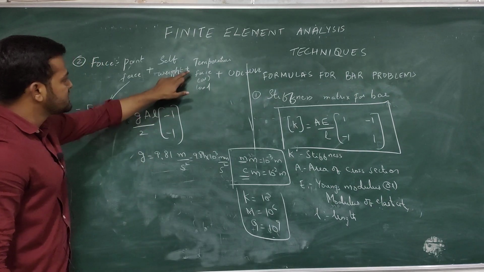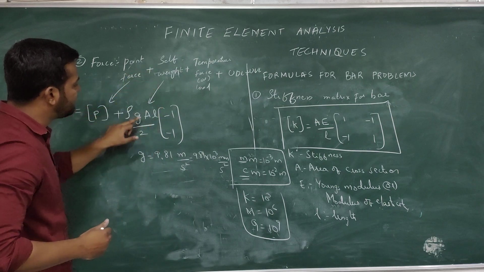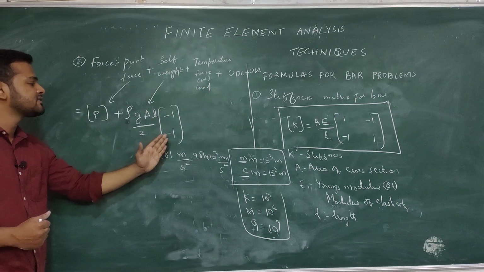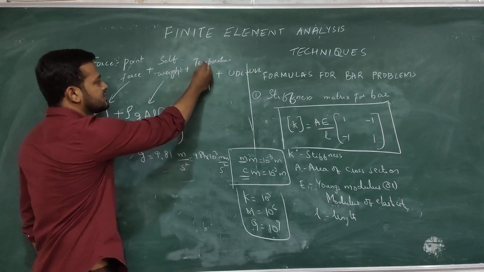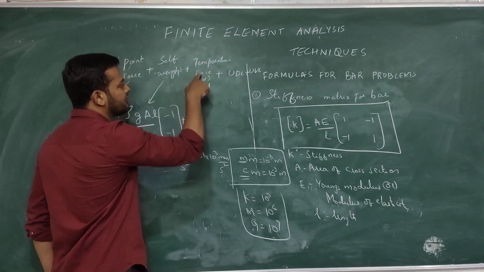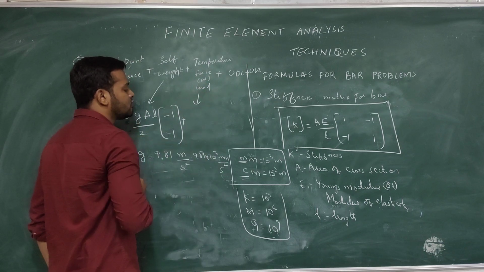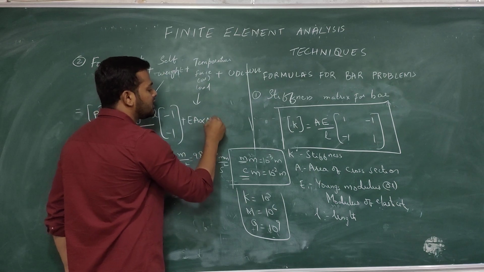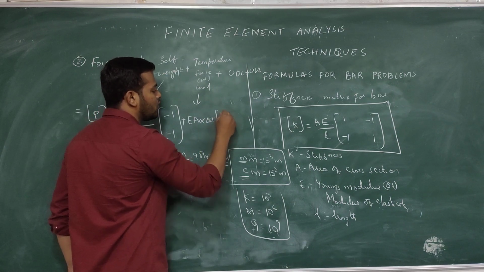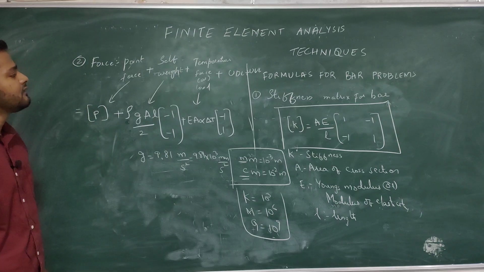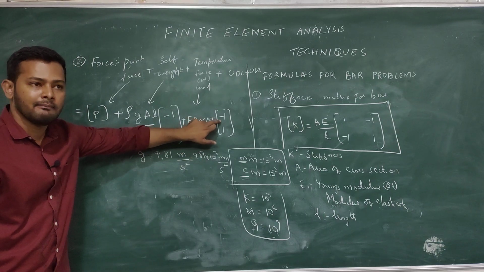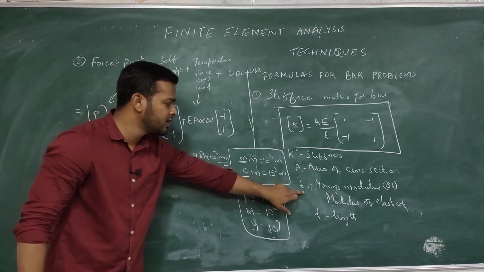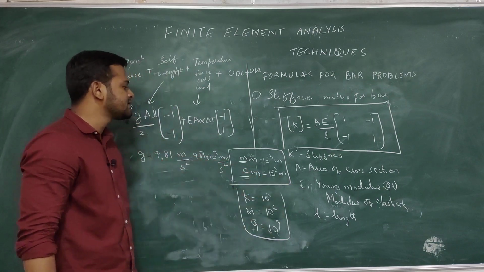So this was about the self-weight force. The self-weight force formula you have to remember: rho g A L by 2, with minus 1, minus 1. Next is the formula of temperature force. Temperature force is given by E A alpha delta T, with minus 1, 1, where E is called Young's modulus. We have already written here Young's modulus or modulus of elasticity.